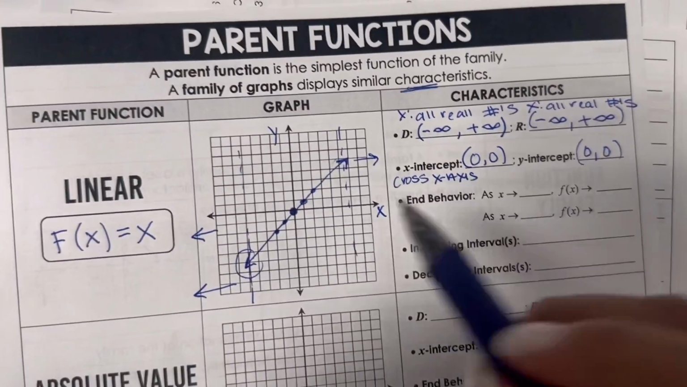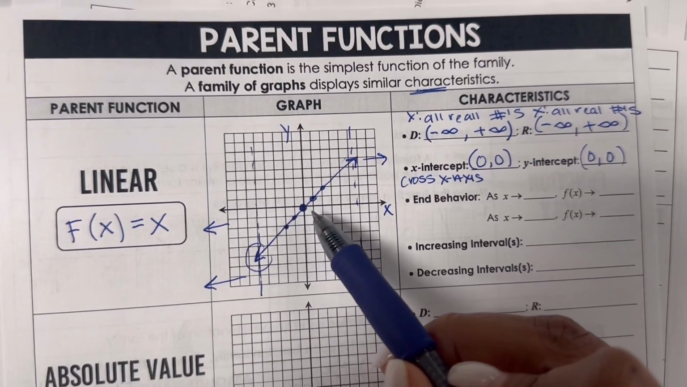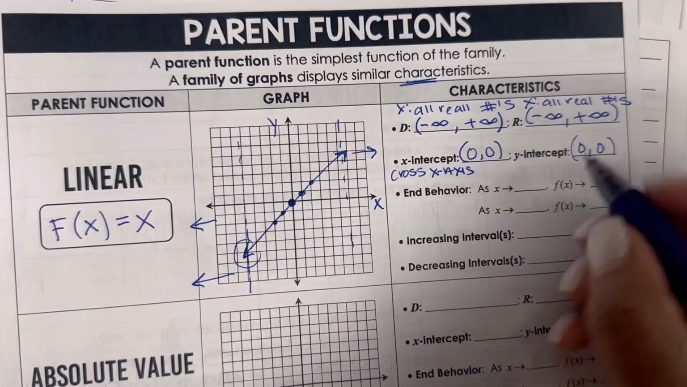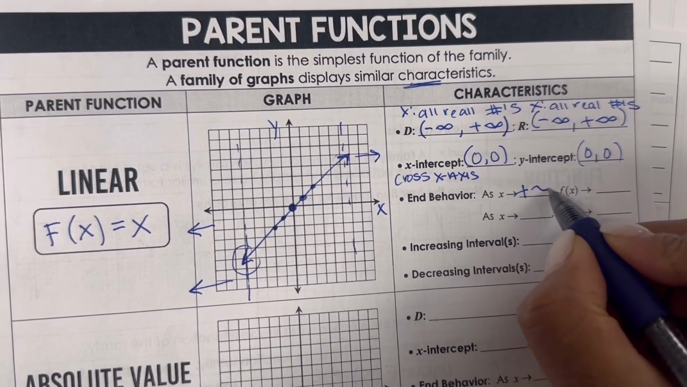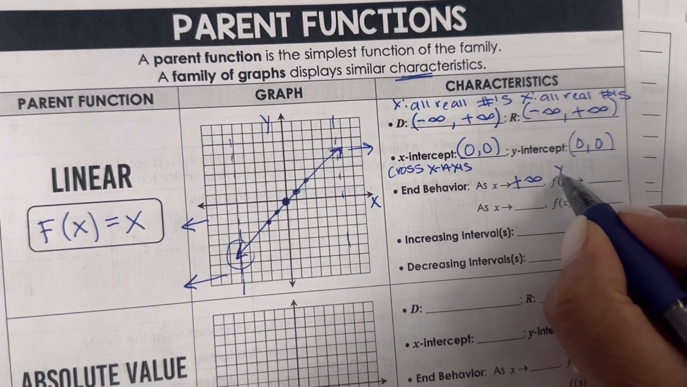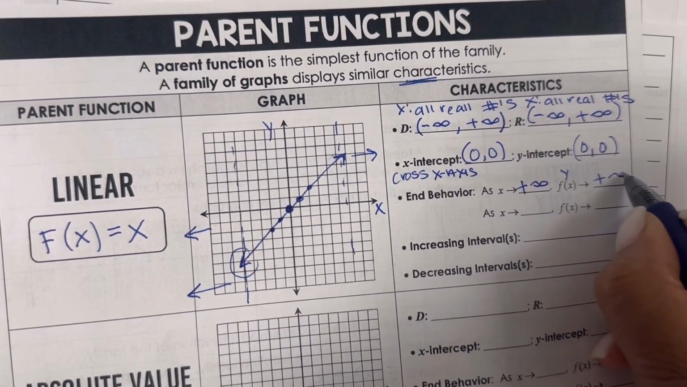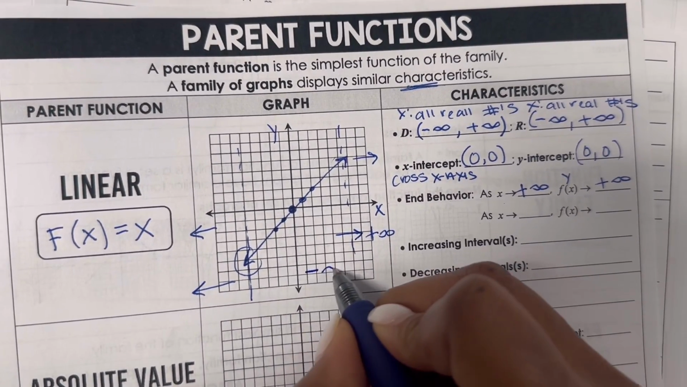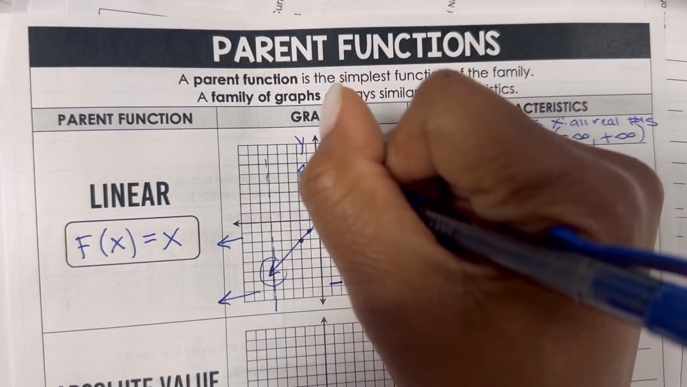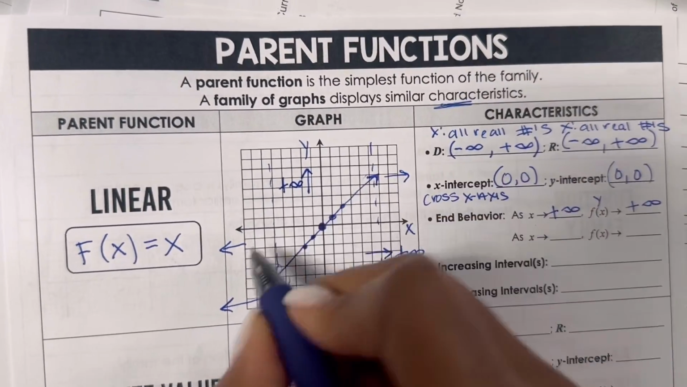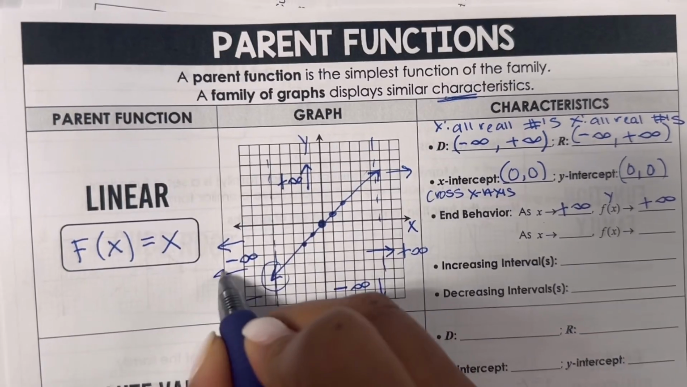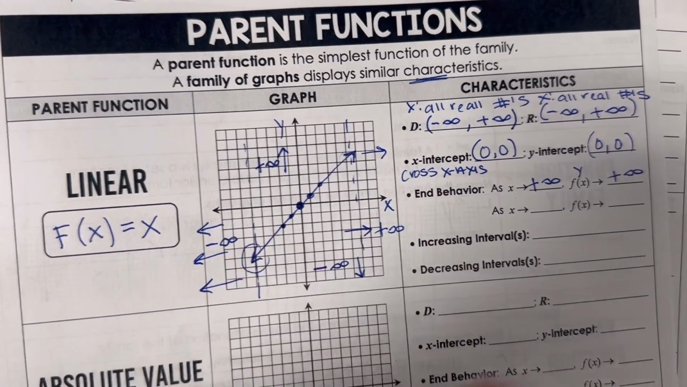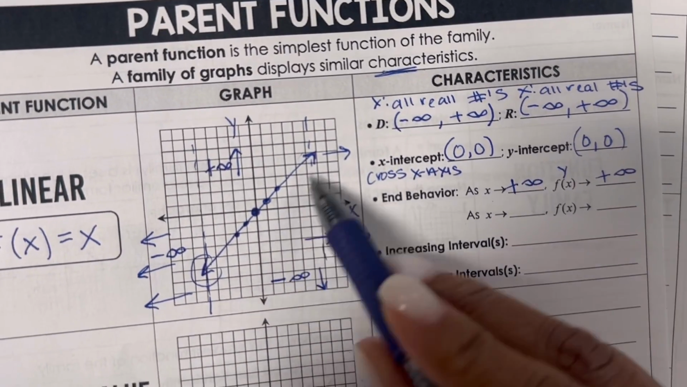End behavior: as x goes to the right, so as this line goes to the right, it's also going up to the right. As x goes to the right, positive infinity, the y, f of x, is also going to positive infinity for this one. So remember, this is positive infinity. This is negative infinity going down. So make sure you label this positive infinity. Okay, positive, negative, positive, negative. So up, down, right, left. As it goes right, the arrow's going up.